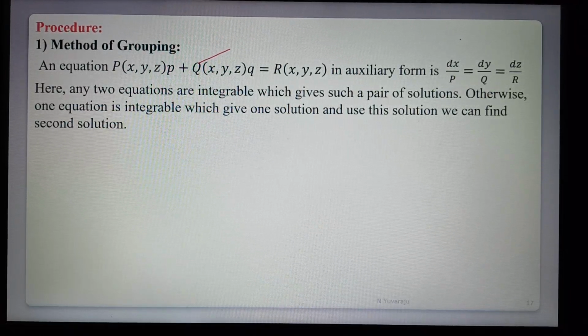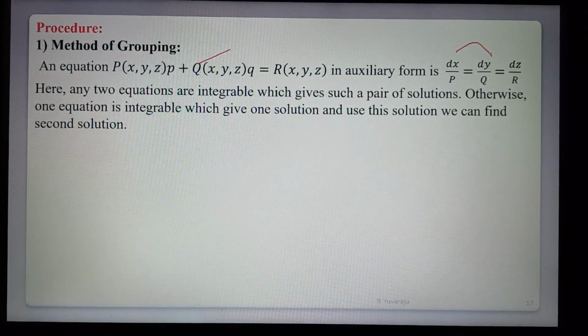Already I told this is the auxiliary equation. We get three sets of equations, and in these three sets any two sets are integrable. Integrable means after variable separable, then directly integrating we get the solutions. Any two sets are integrable, we get directly two solutions, that is u and v. Otherwise, if one set is integrable, we get one solution, so using the first solution to find the second solution, so there are two solutions. So this is the method of grouping.